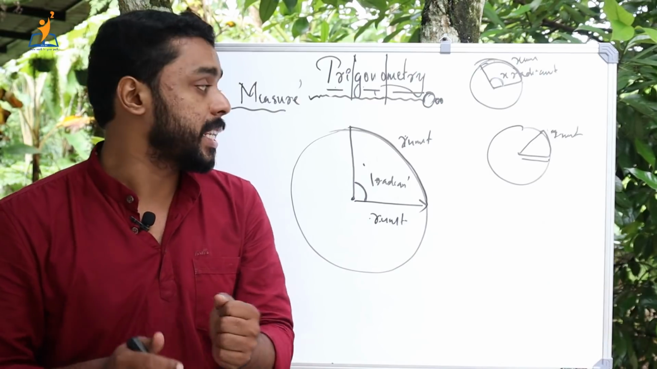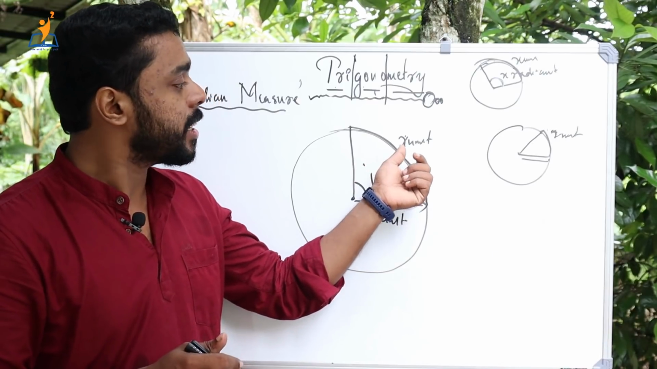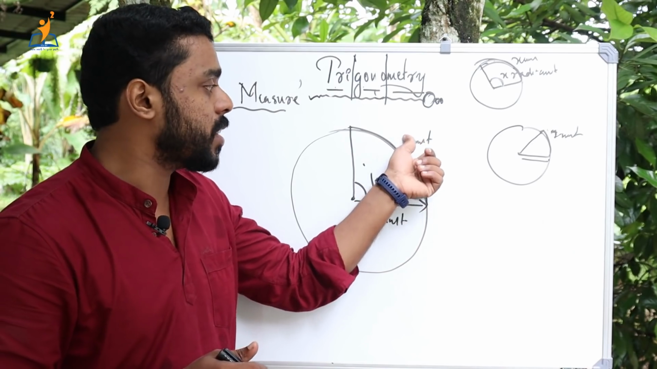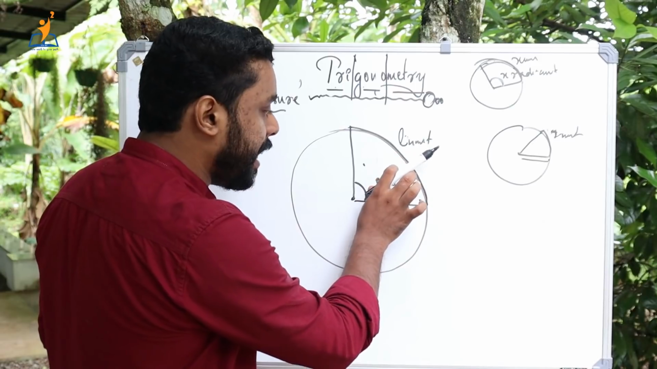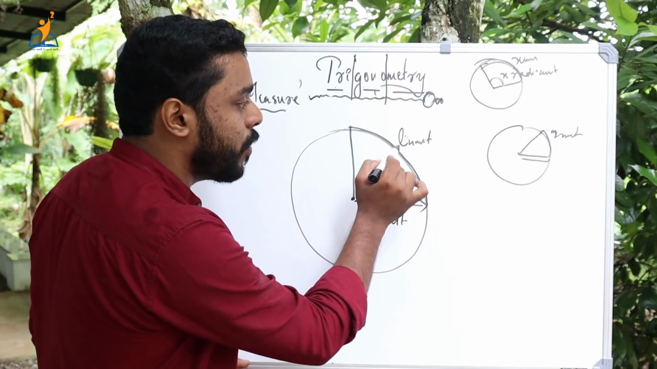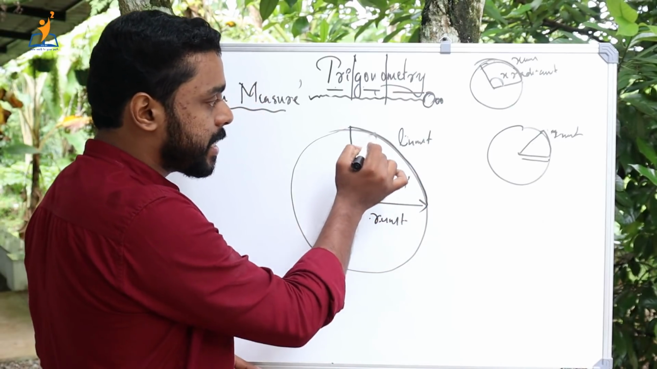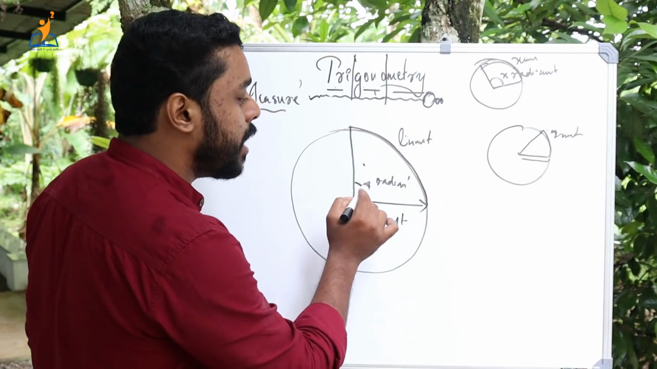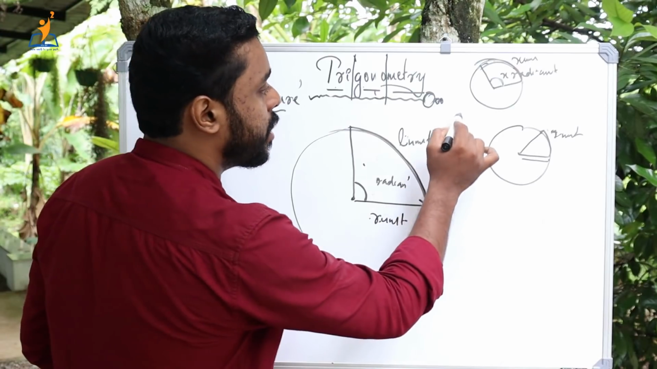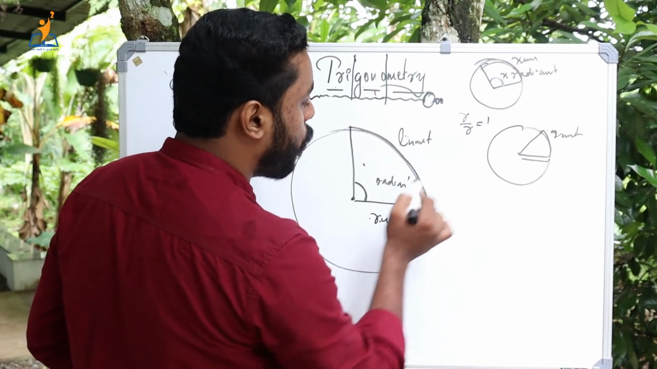Now suppose, what happens if the arc length is not equal to r? Suppose that the arc length is equal to L unit. Here the radian measure can be easily evaluated. Since, if the arc length is r unit, the angle formed at the center is nothing but r by r, equal to 1 radian, right?